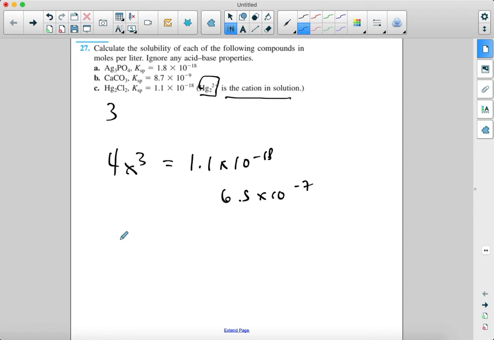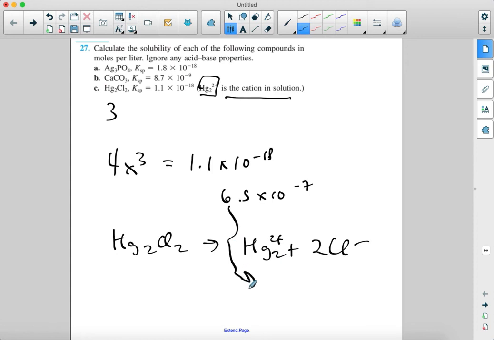Now, just so you know, since it breaks up into Hg2 2 plus and 2 Cl minuses, this would be the concentration of Hg. The concentration of Cl, you would have to multiply times 2. So just keep that in mind, all right? So that was that one.